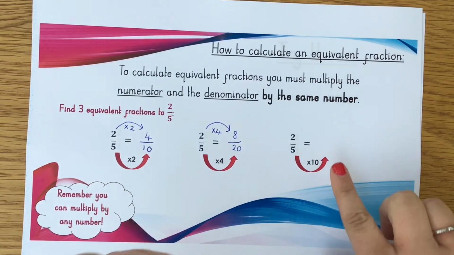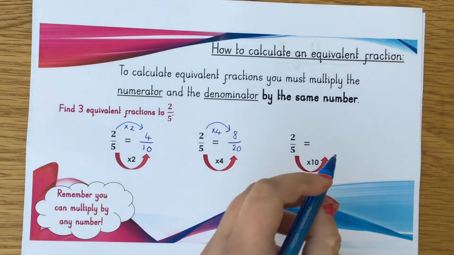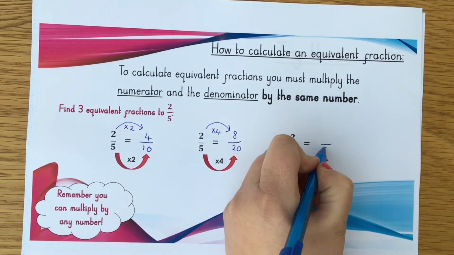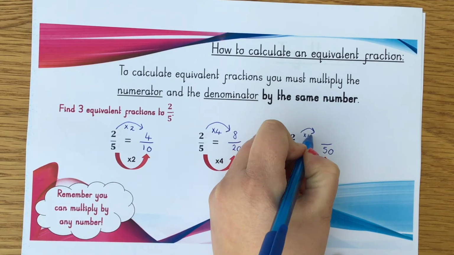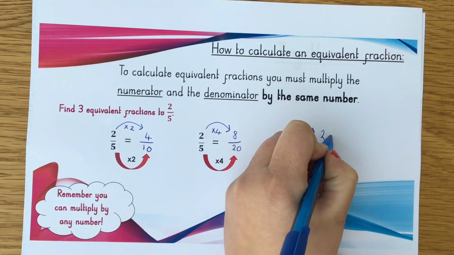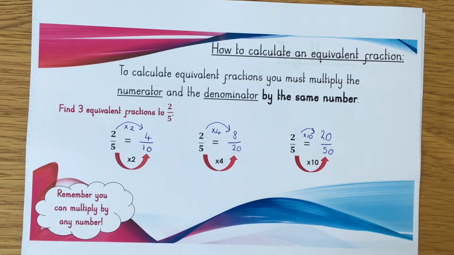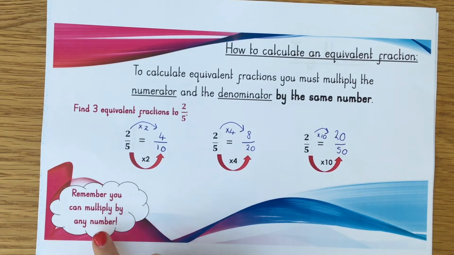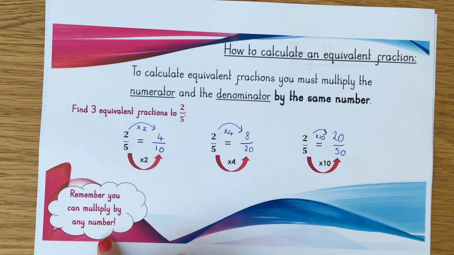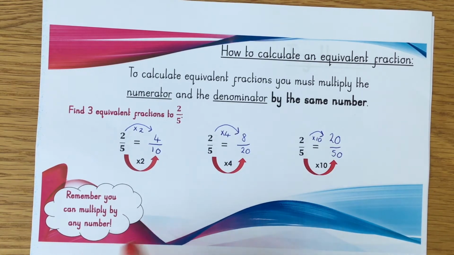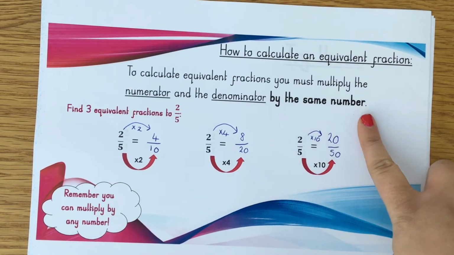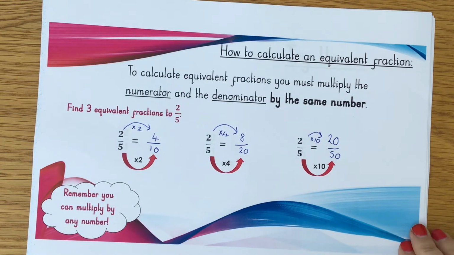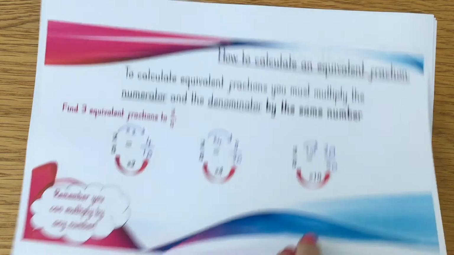And finally, let's try my multiplier as 10. 5 times 10 is 50. And 2, I'm going to times it by 10 as well. 2 times 10 is 20. So 20/50 are the same as 2/5. And remember, I've put it down here, you can multiply by any number, but the really important thing that you need to remember is you've got to multiply the numerator and the denominator by the same number when you're trying to find equivalent fractions. Okay.